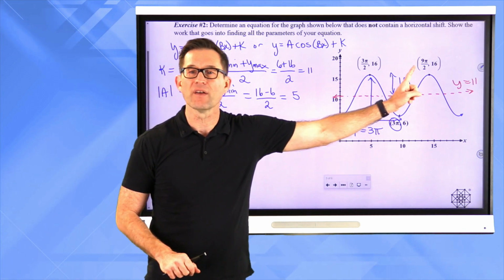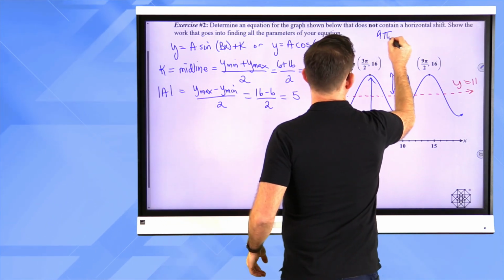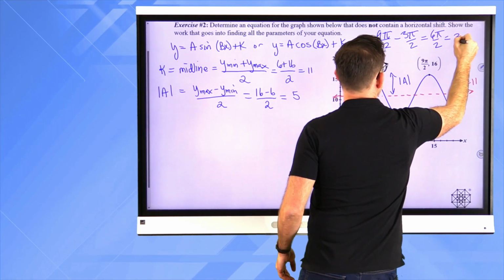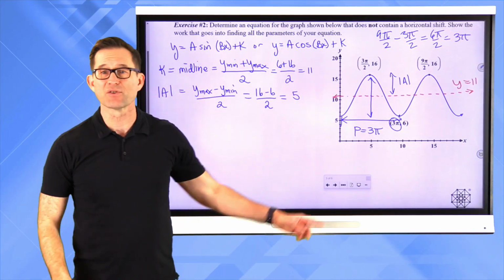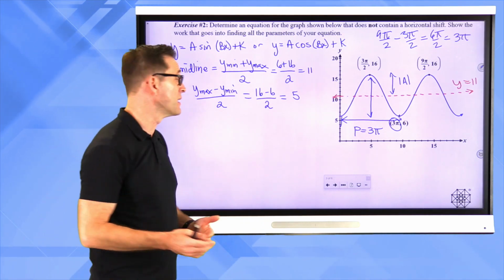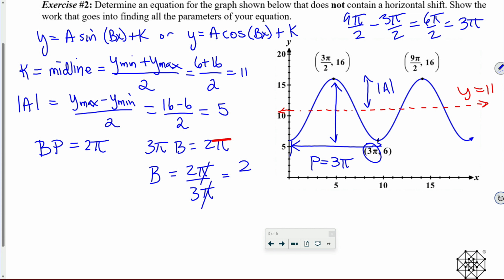If I absolutely had to, I could take this x-coordinate and subtract that x-coordinate. I could actually do 9 pi over 2 minus 3 pi over 2, which would be 6 pi over 2, which would be 3 pi. But it's also pretty conveniently just sitting right there. Now again, that's the period. It's not the frequency. But we know that b times p is equal to 2 pi. So that means 3 pi times b is equal to 2 pi, which means that b is equal to 2 pi divided by 3 pi, in which case the pi's cancel, and my frequency is 2/3.